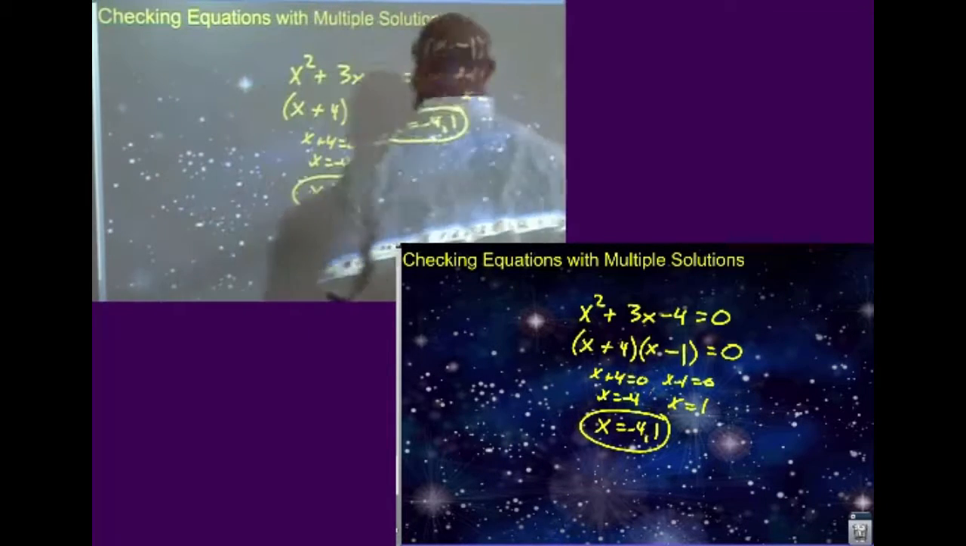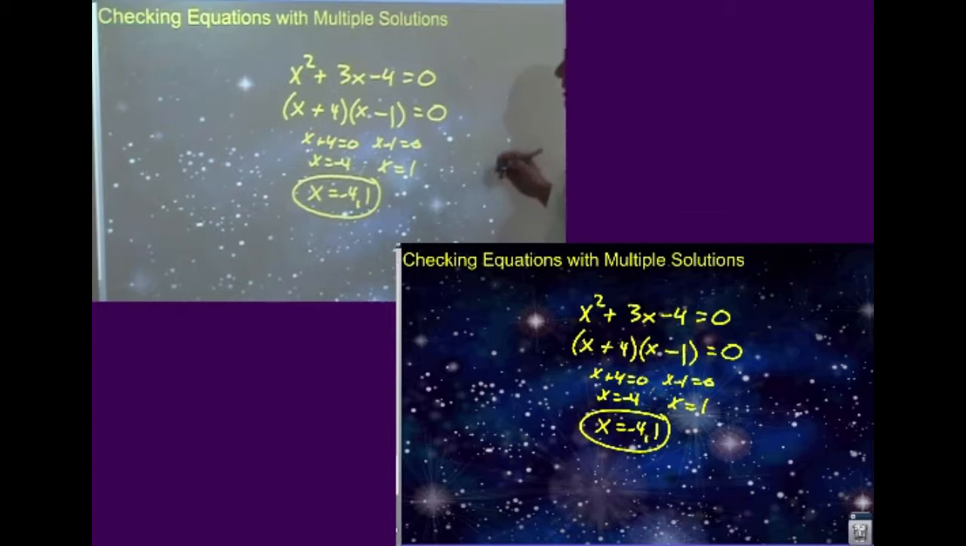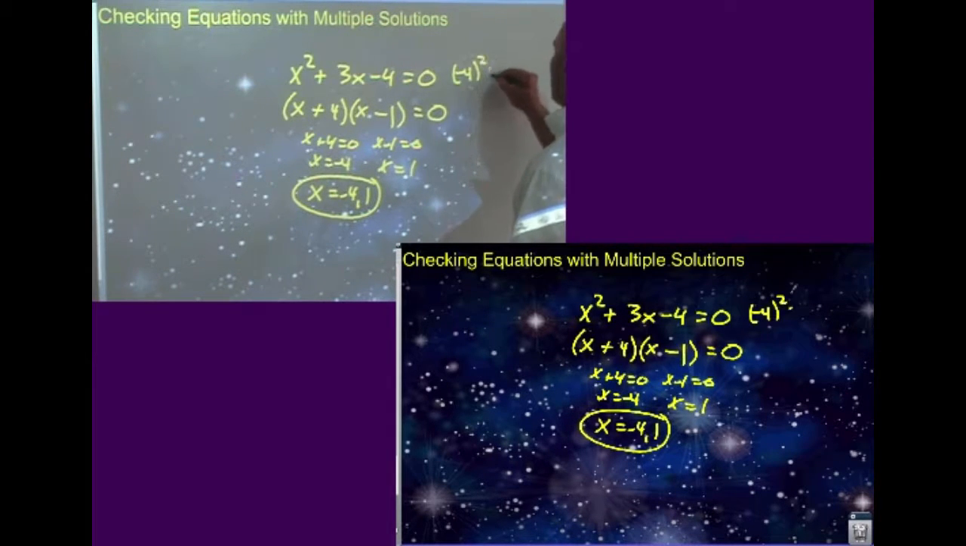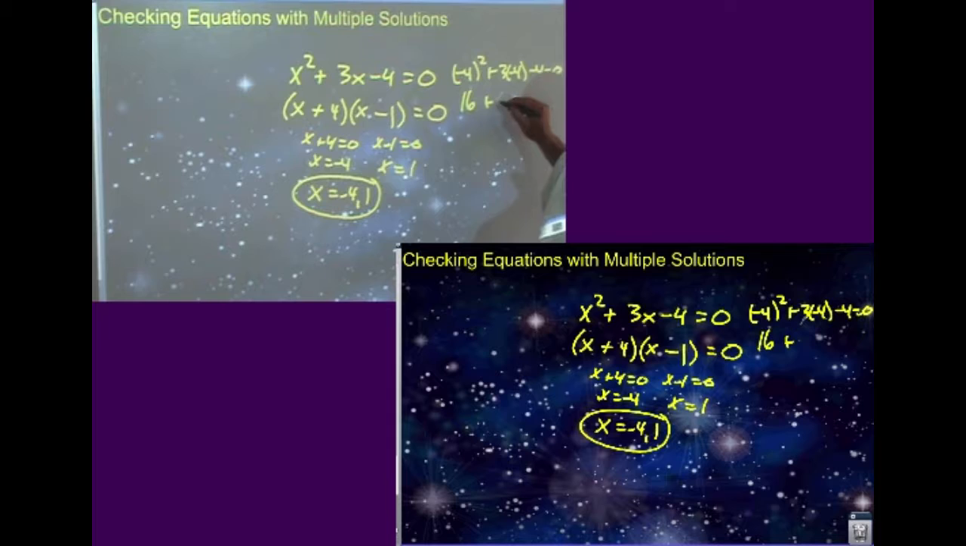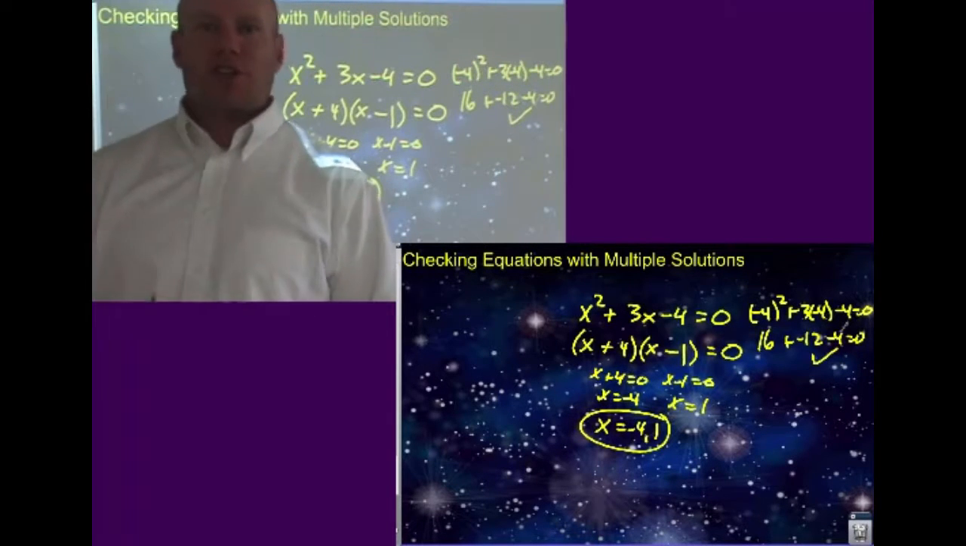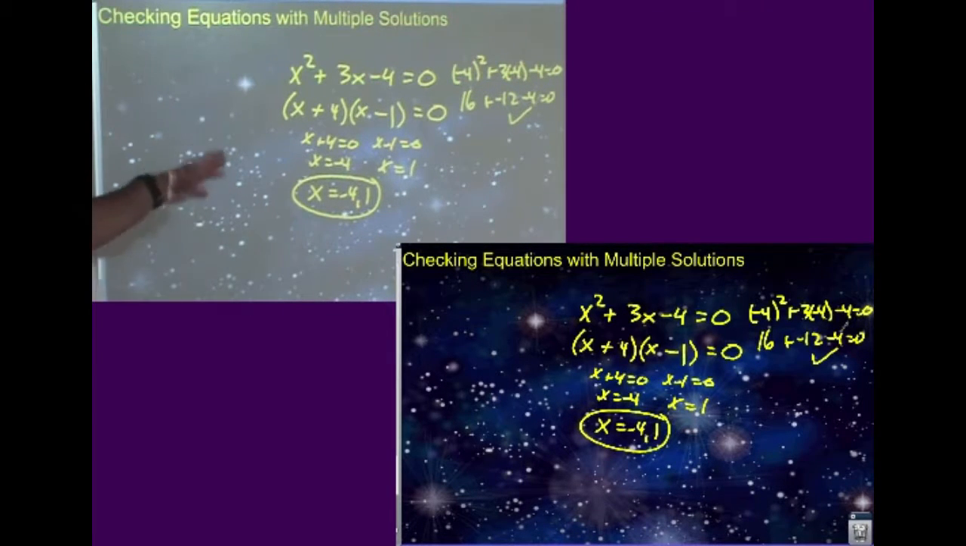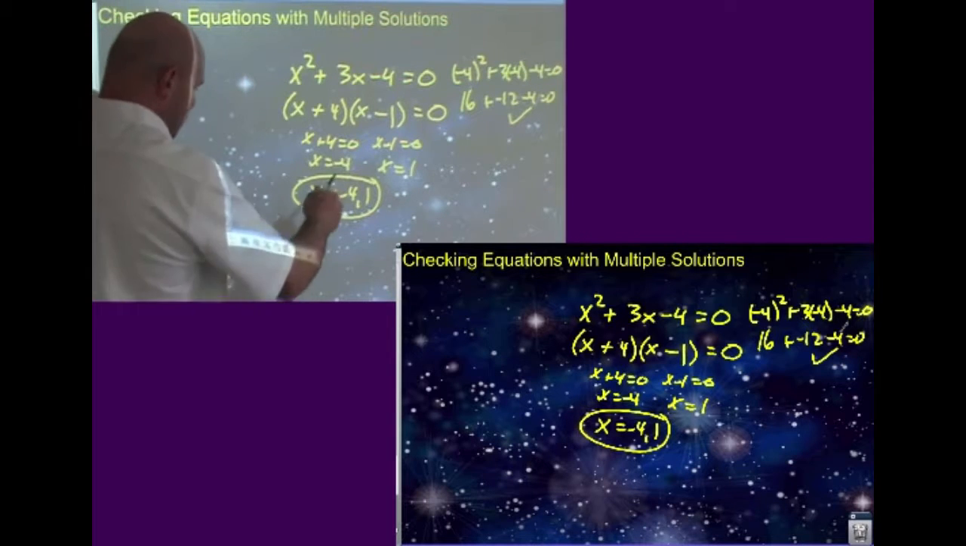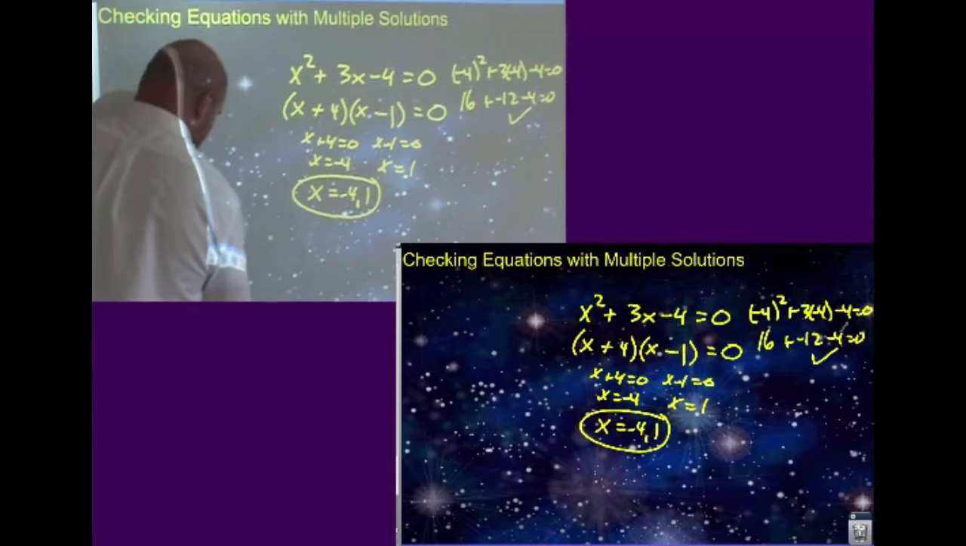So in this case, between negative 4 and 1, the unusual one, so to speak, is negative 4. So negative 4 squared plus 3 times negative 4 minus 4 is equal to 0. 16 plus negative 12 minus 4 is equal to 0. That's obviously true, so there's a check in that case. That's good enough to have checked it. You just need to use one of the solutions that you ended up with in that particular case.